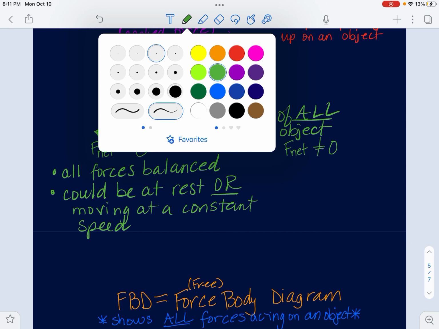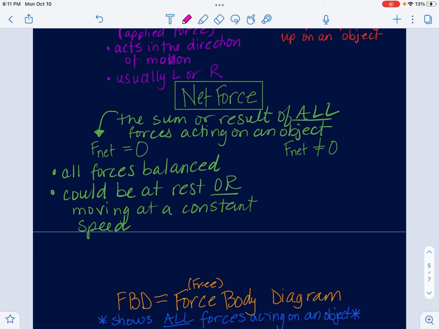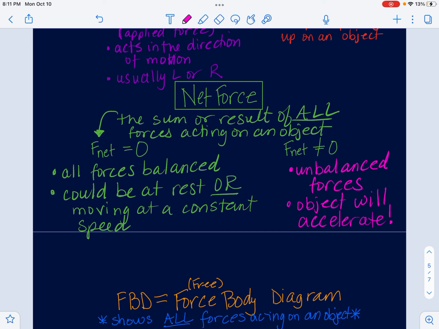If your forces are not balanced, we're going to say your F net does not equal 0. And that, by definition, means that you have unbalanced forces. And when that is the case, the object will always accelerate. Remember, accelerate can mean that it's slowing down or speeding up, but you've got unbalanced forces, so your F net is not 0. Your object will accelerate in that case.